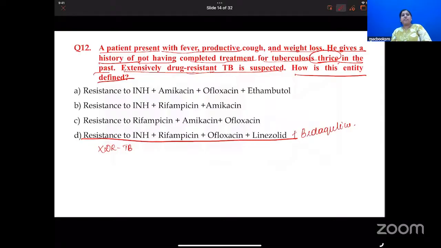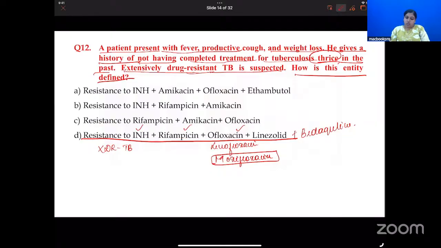How do we define a case of extensively drug-resistant TB? You have to remember resistance to isoniazid, rifampicin, and one fluoroquinolone, that is ofloxacin or levofloxacin or moxifloxacin, plus along with that resistance to at least one additional group A drug, that is either linezolid or bedaquiline. So this is an extensively drug-resistant TB, which is very clear for you people.